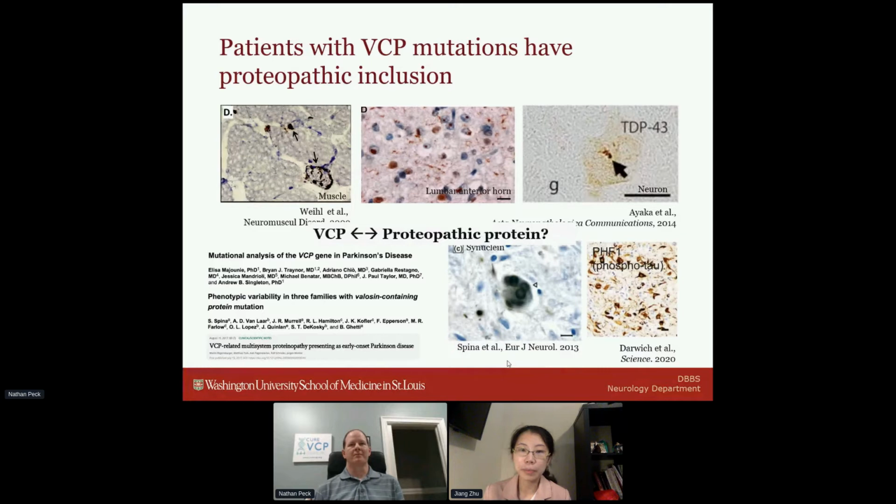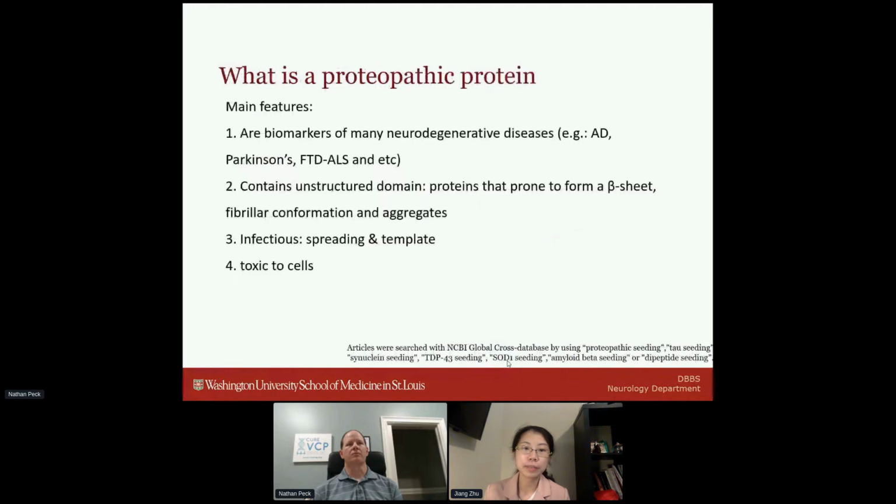A paper published last year identified two VCP families with AD, with Caltech, but without any inclusions like TDP43, A-betas, or alpha-synucleins. Then we ask the general question: what is the relationship between VCP and the proteotoxic proteins? So first, before I start my story, I would like to introduce a little bit more about proteotoxic proteins.